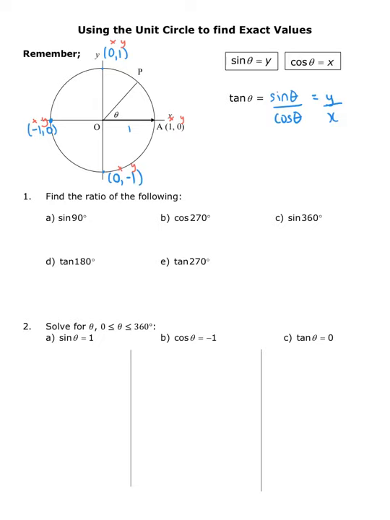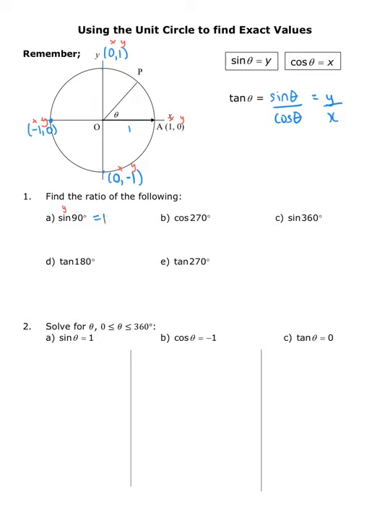So in the first question we will look at, we are asked to find the ratio of the following. If you notice, the angles are all multiples of 90 degrees. So that means we're only talking about angles where the axes meet the unit circle. And again, we're doing this without a calculator. So sine of 90: you have to remember, you're looking at the y value of the coordinate. 0 degrees is along the x-axis, so 90 degrees is along the positive y-axis. We go counterclockwise for positive angles, and the y value for that coordinate is 1. So sine 90 is equal to 1.